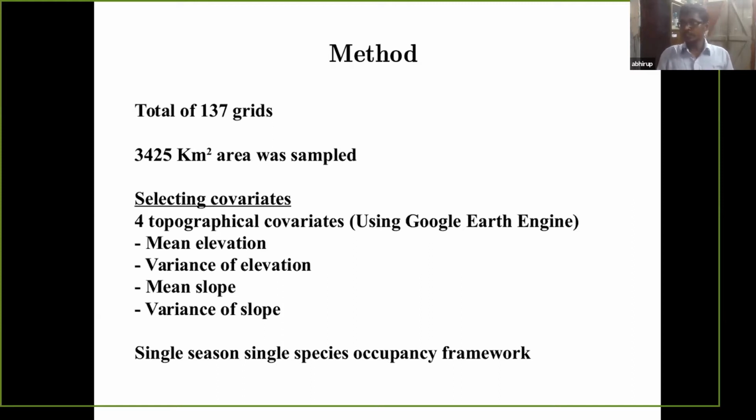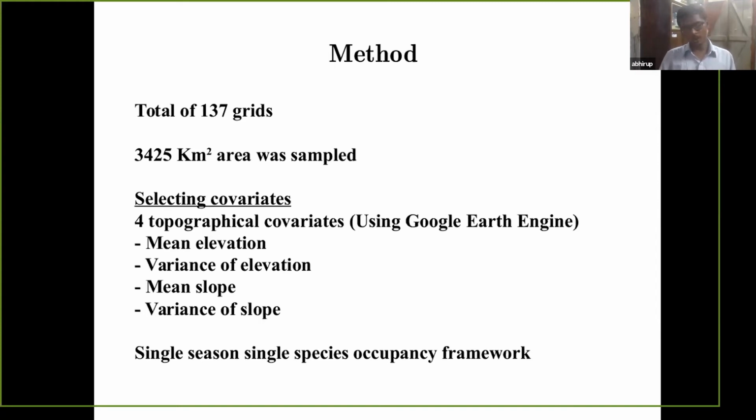We did not collect covariate data on the ground because we thought some of the covariates that we can collect there are not representative of the grids, or may not be very important for Urial distribution. So we rejected climate variables because the area that we sampled is very similar in its climatic covariates. So we rejected those. What we took was 4 covariates taken remotely from Google Earth Engine.